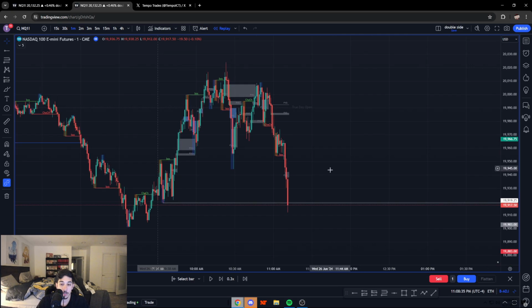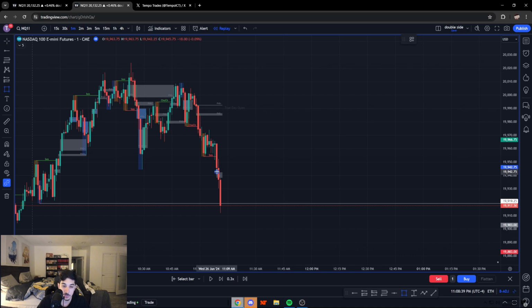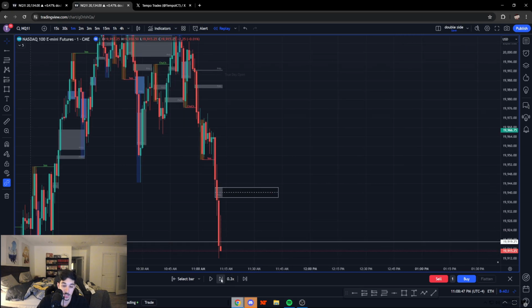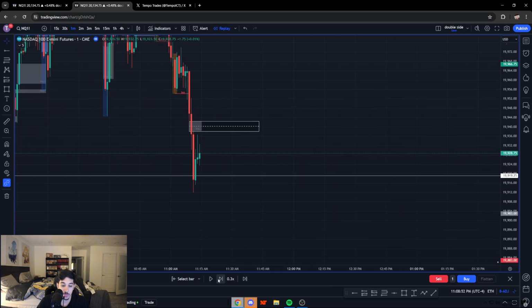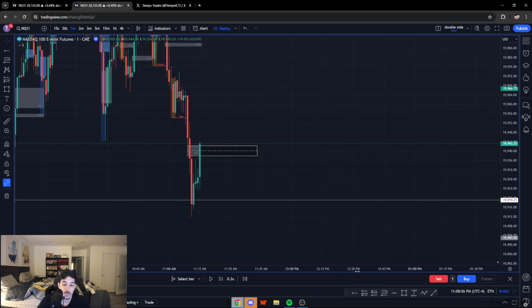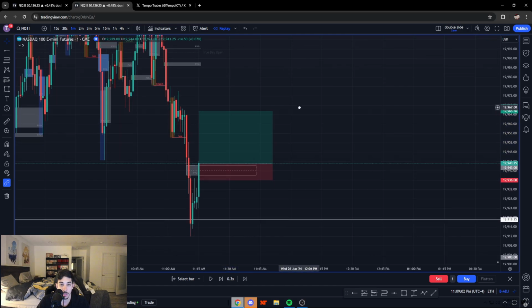So right here, again, we sweep low of day. This fair value gap is not as big, and I do prefer the bigger fair value gaps, but it'll do. I wanted to take a shot. And again, as you can see, we sweep the low and we have an instant reaction. We have instant green candles here. We get the close right there. Again, a nice one candle over. We didn't really struggle through the imbalance.